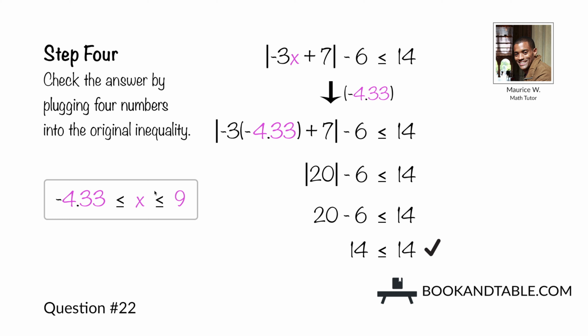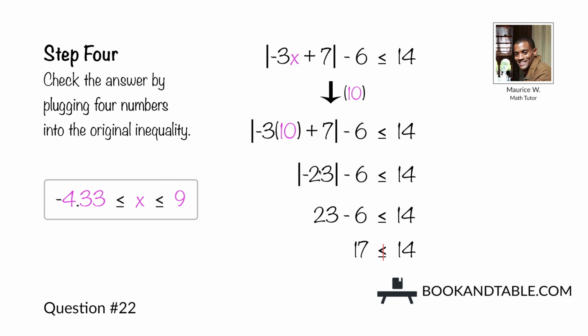Now to test this end, we want to plug in 9, which should work, and then 10, which should not work, since that would be larger than 9, not smaller than 9. When we plug in 9 for x, we get negative 3 times 9, which is negative 27, plus 7 gives you negative 20. The absolute value of negative 20 is 20. 20 minus 6 is 14, leaving you with the true statement, 14 is less than or equal to 14.